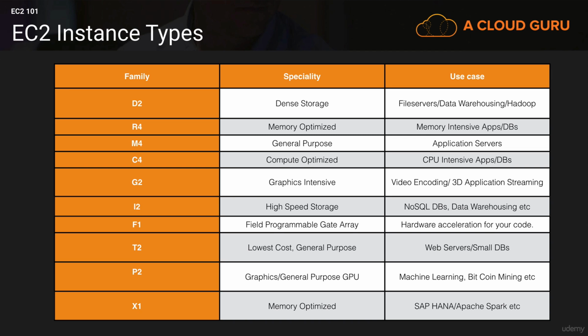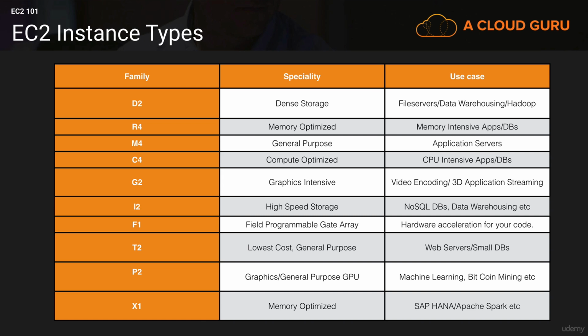This is your high-speed storage, so this is for NoSQL databases, data warehousing, etc. We've got a new instance type, which is called F1, which is for field programmable gate arrays, and this is hardware acceleration for your code. Very, very new, just came out at re:Invent 2016.